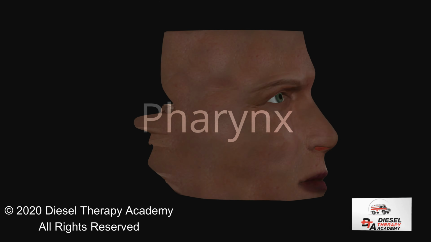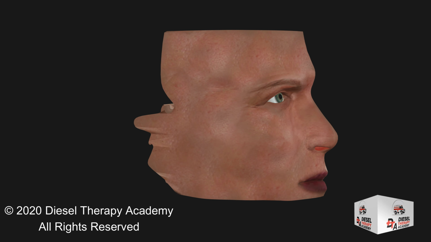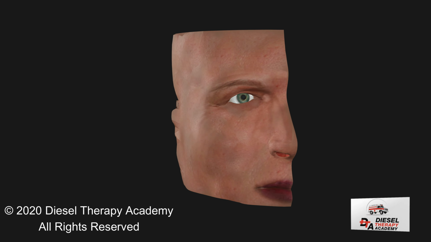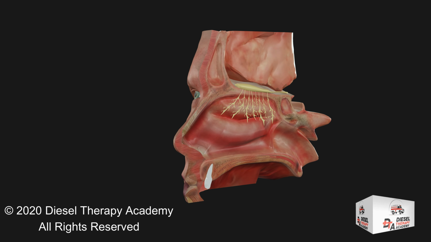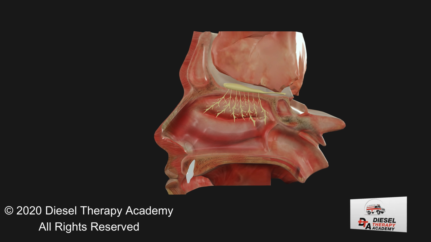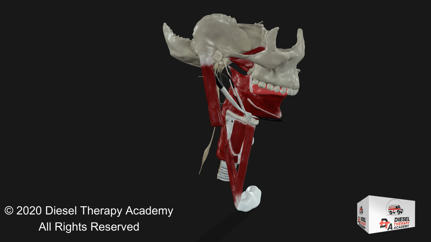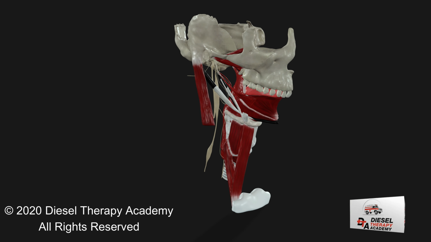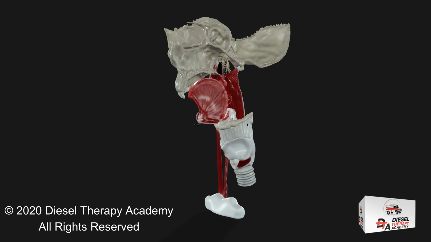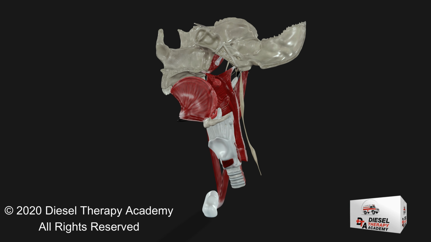Pharynx. The pharynx, commonly called the throat, is a passageway that extends from the base of the skull to the level of the sixth cervical vertebra. It serves both the respiratory and digestive systems by receiving air from the nasal cavity and air, food, and water from the oral cavity. Inferiorly, it opens into the larynx and esophagus.